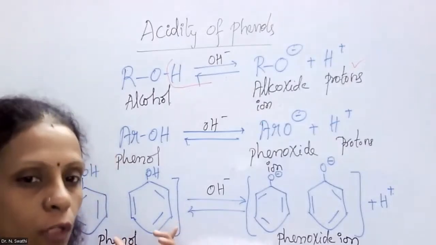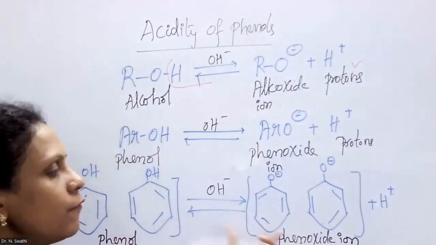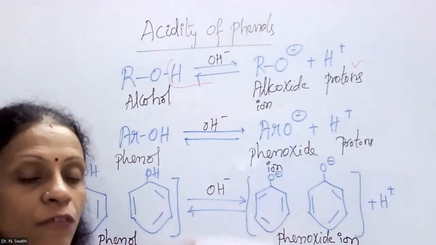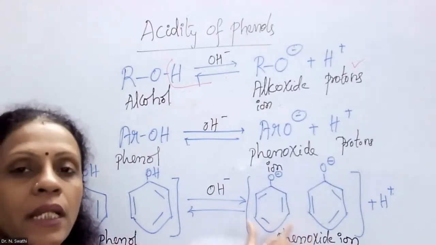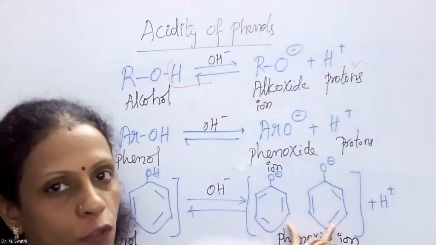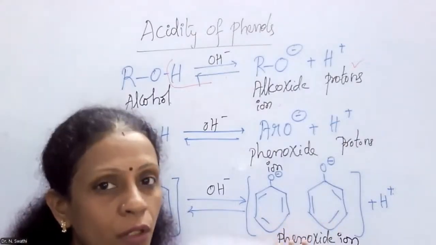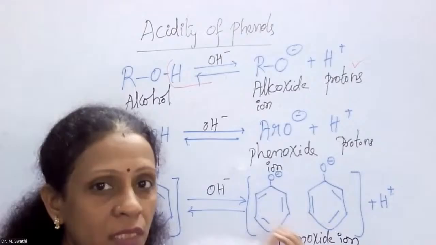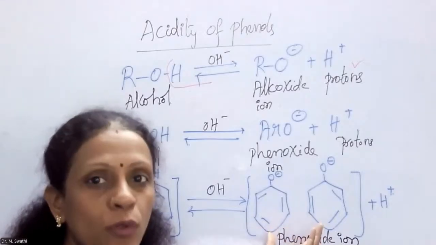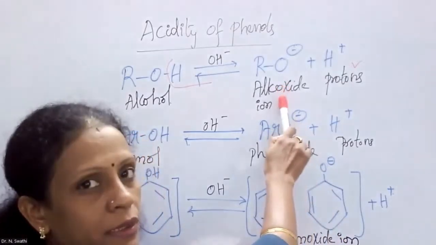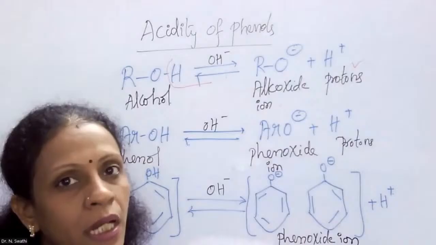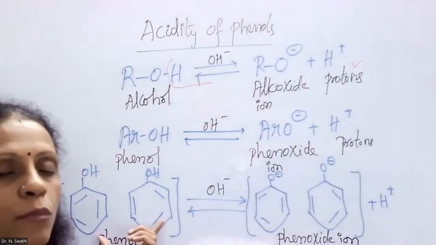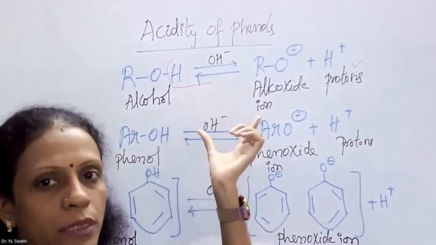So in case of phenols, both phenol and the phenoxide ion are stable by resonance phenomena. That means the resulting phenoxide ion has more than one structure. So that is what is known as resonance. Because of this reason, the phenoxide ion is more stable when compared with alkoxide. Greater the stability of the resulting ion, greater will be the acidity of the molecule. Hence, phenols are more acidic when compared with alcohols.